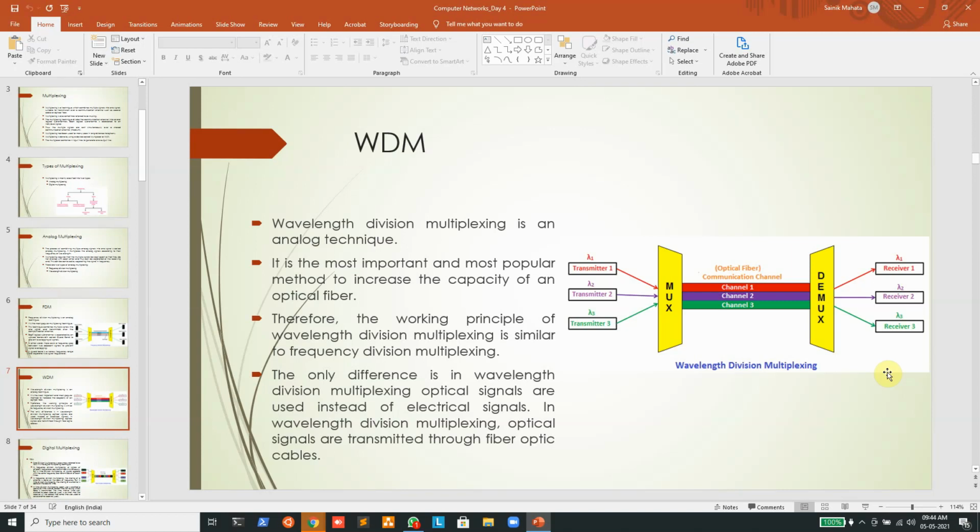And if we have one optical fiber, and various mobile phones are trying to communicate with each other, then they will use what? The wavelength division multiplexing. Okay. So the only difference is that in wavelength division multiplexing, optical signals are used instead of electrical signals. In the case of frequency division multiplexing, we were using electrical signals, but in the case of WDM, or wavelength division multiplexing, we will actually use optical signals. So these are the two ways by which we can do multiplexing: one is frequency division multiplexing, and the second one is wavelength division multiplexing.